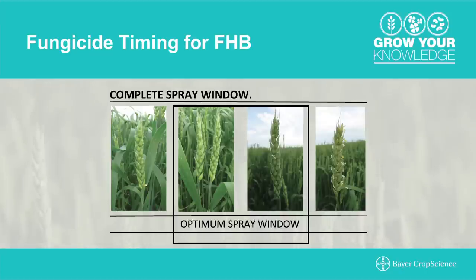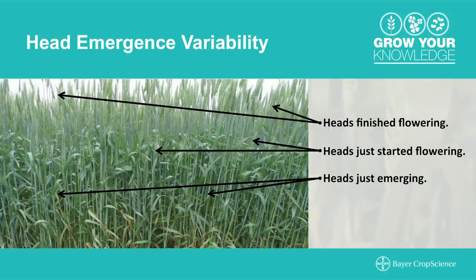And we've seen cases where a vast majority of your heads will come out at the same time and grow similar, and it's easy to time those. However, we do see heads emerge later. We do see heads emerge and flower at different times, to the point that we can see some vast differences in terms of when the first heads emerge and flower to when the last heads from the tillers emerge and flower as well. And this is where some of the challenges lie.